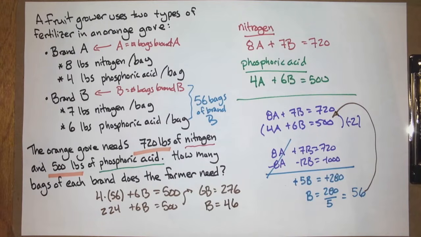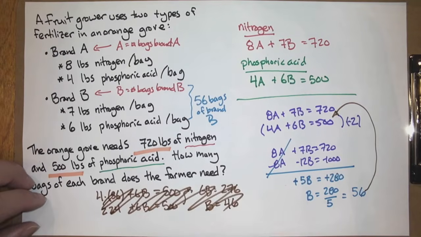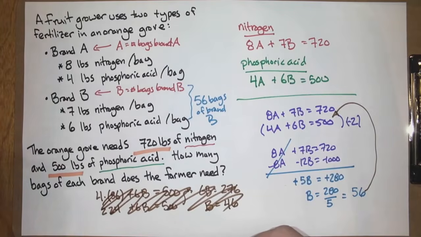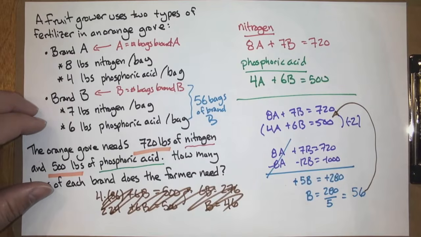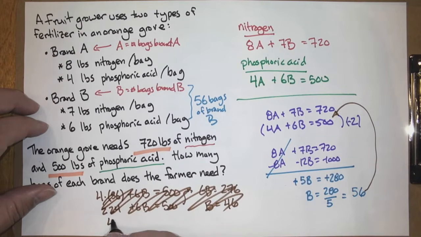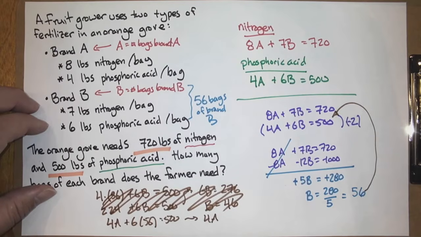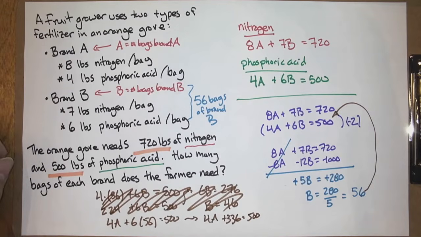Ha ha ha! It should be... Thank you. Thank you for catching my error. Well, same process. So let's do it now correctly. 4a plus 6 times 56 equals 500. 4a, 6 times 56, that's 336. Good you caught that. Otherwise, we wouldn't have as good of oranges.